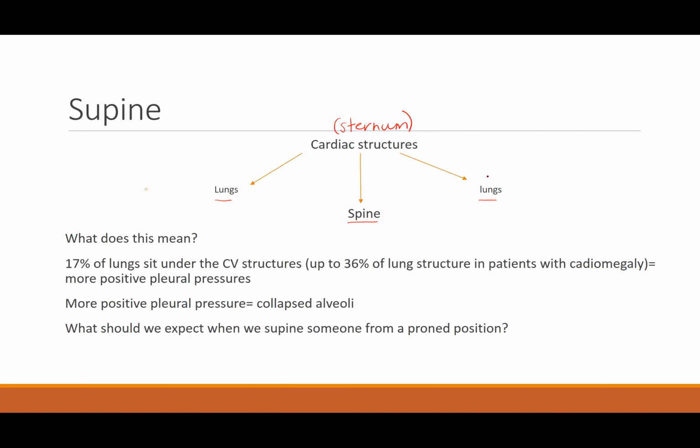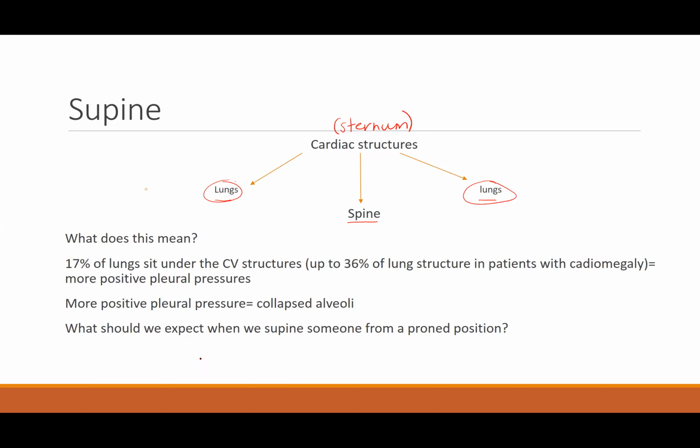And what does that mean from a pulmonary standpoint, from a lung standpoint? Almost 20% of the lungs sit underneath the cardiac structures. Now if that patient has a large heart, cardiomegaly, it can be up to 36% of the lung structures being below the cardiac structures.